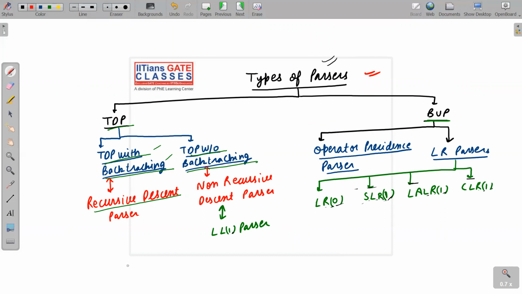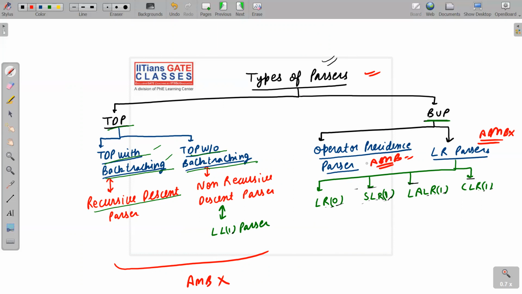So here, we will say ambiguous grammar. No, ambiguous grammar cannot be parsed by any of these parsers. Ambiguous grammars cannot be parsed. Similarly, LR parsers also cannot parse ambiguous grammars. But the operator precedence parser can parse a few but not all ambiguous grammars. This was our first bifurcation.